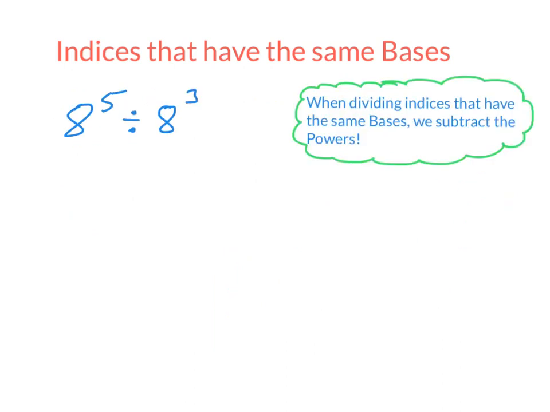When dividing indices that have the same bases, we subtract the powers. But it's important to remember that we always subtract the one we're dividing by from the one we're dividing into. So 8 to the 5 divided by 8 to the 3 is the same as 8 to the 5 minus 3, which is 8 to the 2, or 8 squared.